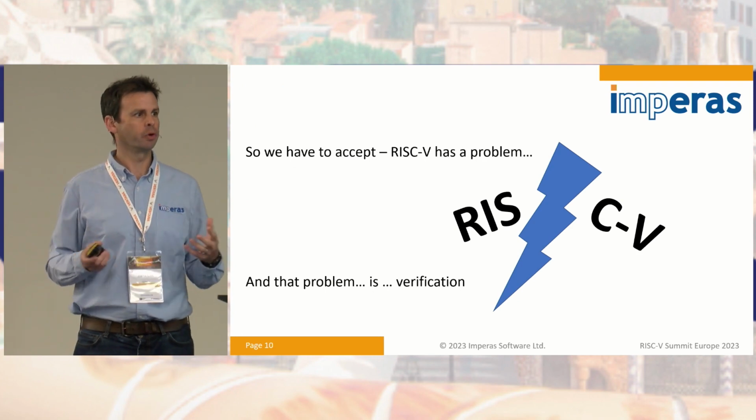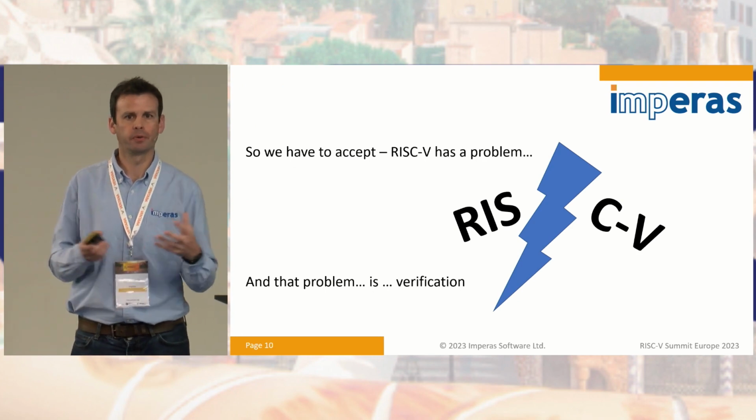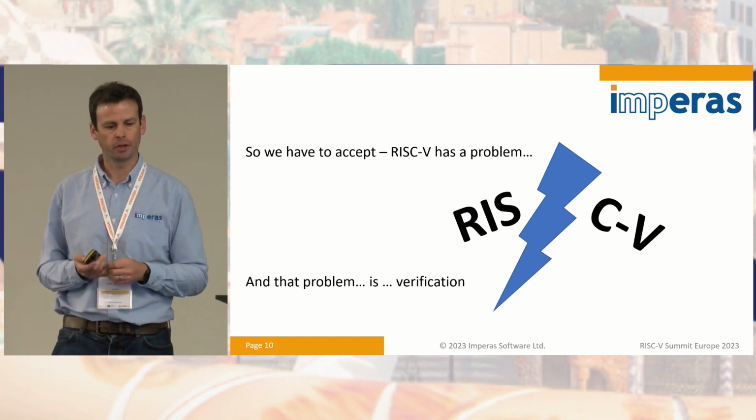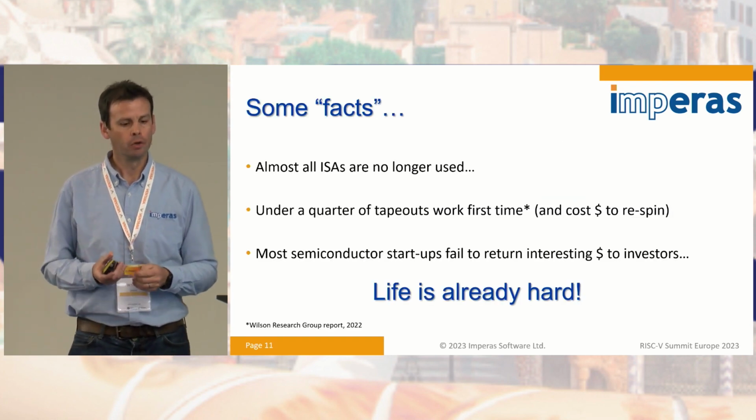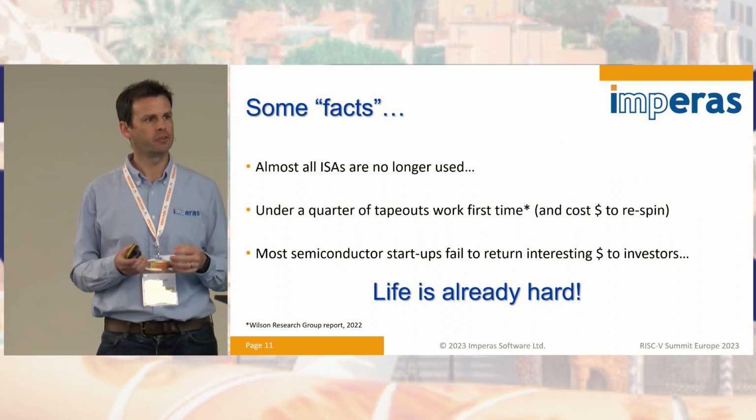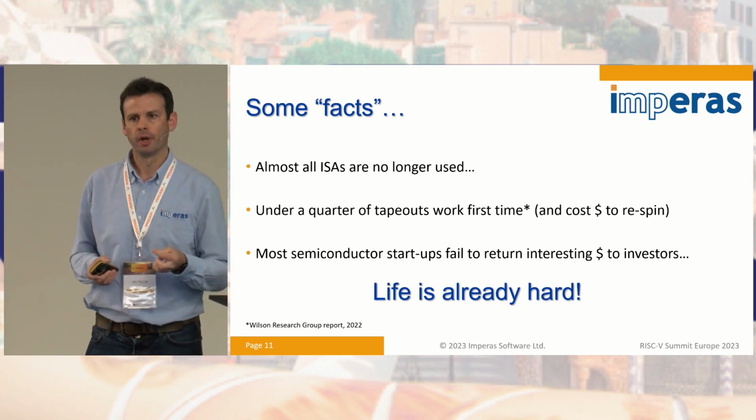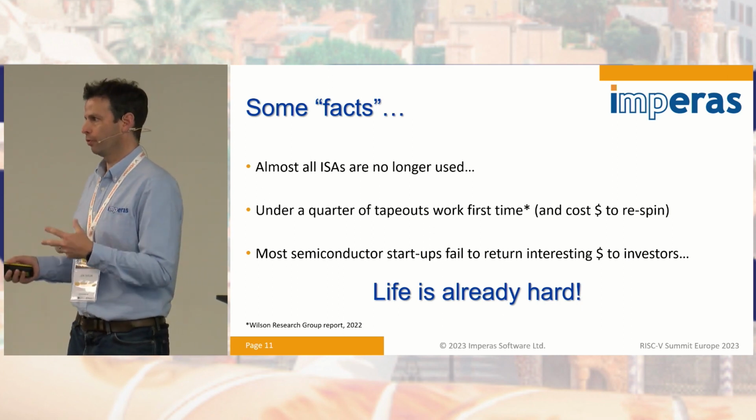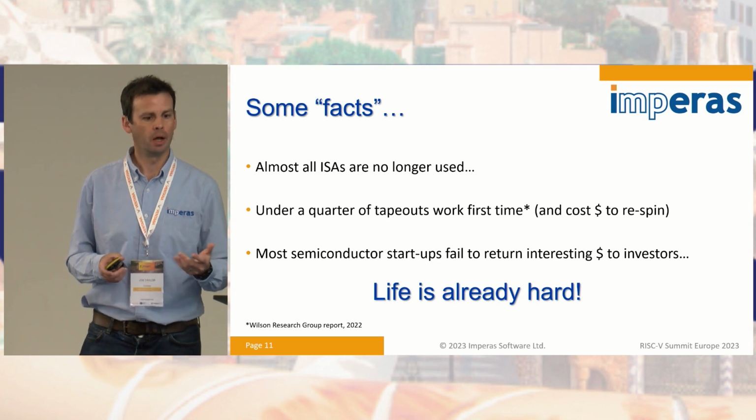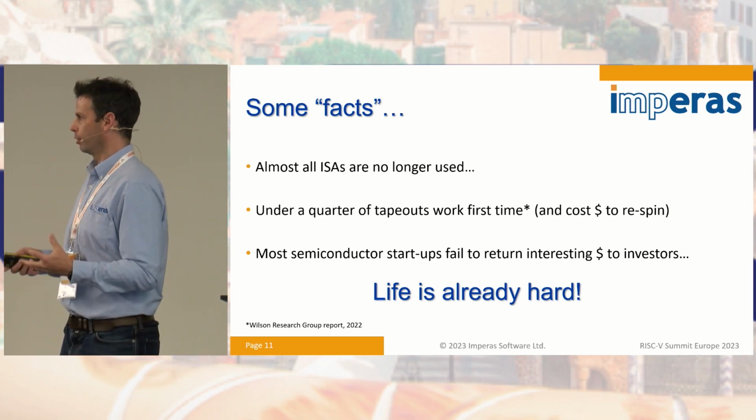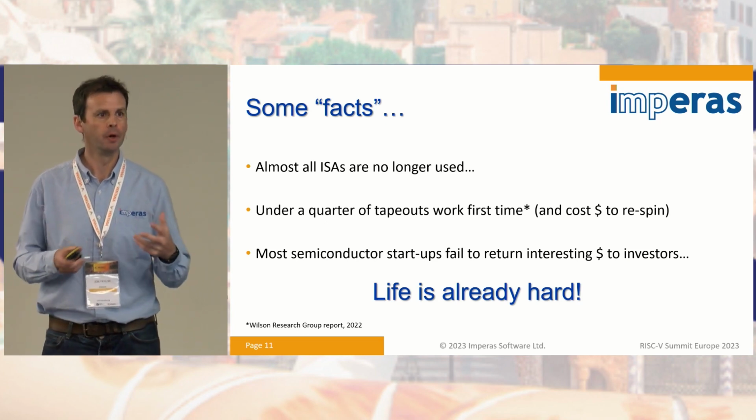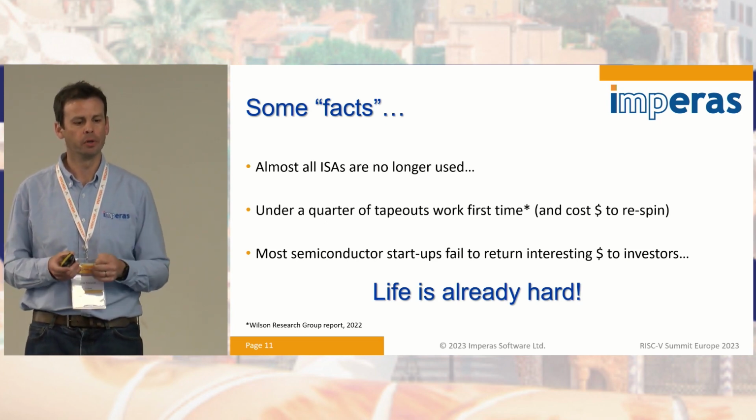So we've got to accept this. RISC-V does have this risk of a disconnect, and it does have this challenge around verification. There's some data here, some facts here that show the scale of the challenge. We've touched on some of the successful ISAs, but there are many more ISAs out there that haven't stuck. We think RISC-V's got critical mass, we think there's enough people behind it, but other ISAs have been and gone.